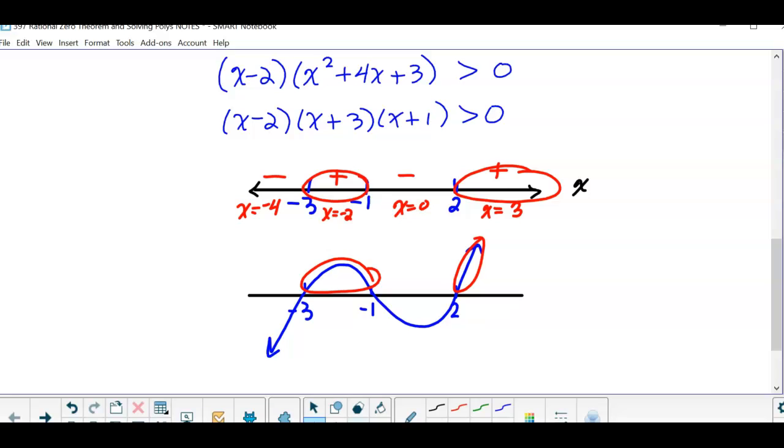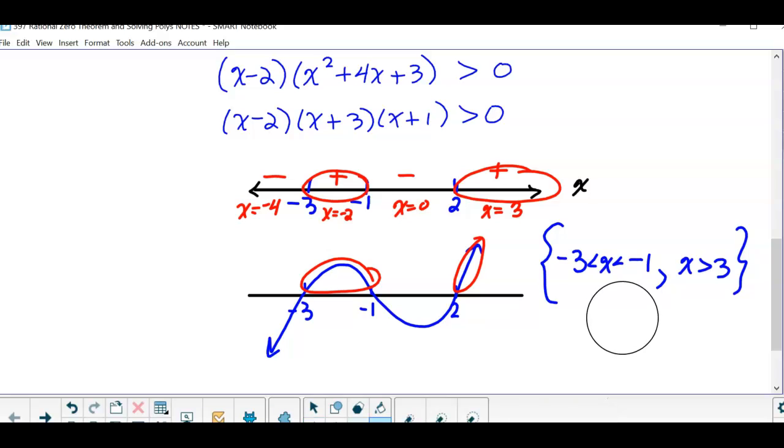And so your solutions then are between -3 and -1, and then greater than 3. I'm just going to fix this kind of squishy here. Oh, sorry, 2. Yeah, 2. So I was looking at the red value, had that 2, greater than 2. So, thank you, sir.